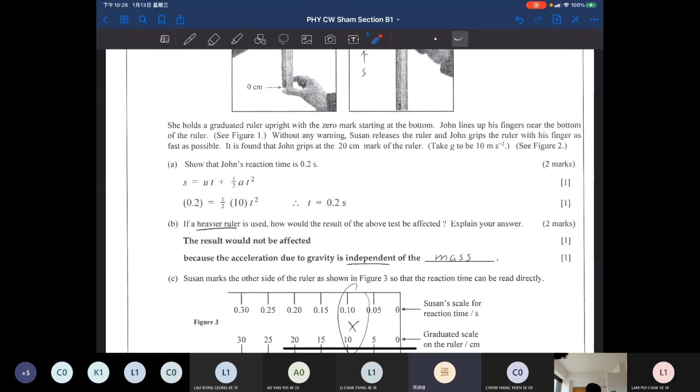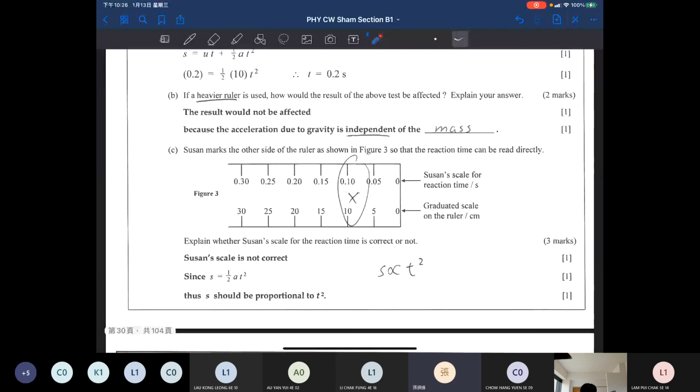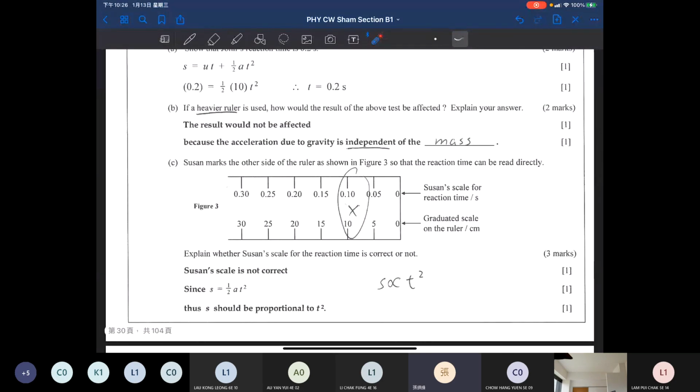If a heavier ruler is used, how would the result be affected? It should not be affected because of the acceleration due to gravity. You can see in this whole equation, there is no mass. So you can say they are independent, which means that they have no relationship. Susan marks the other side of the ruler so that the reaction time can be read directly. Explain whether the scale is correct or not.